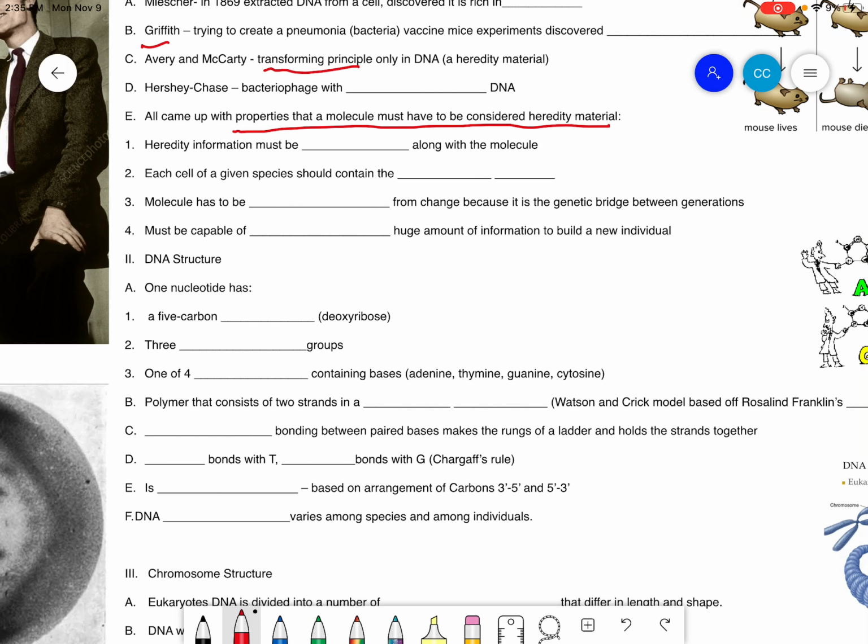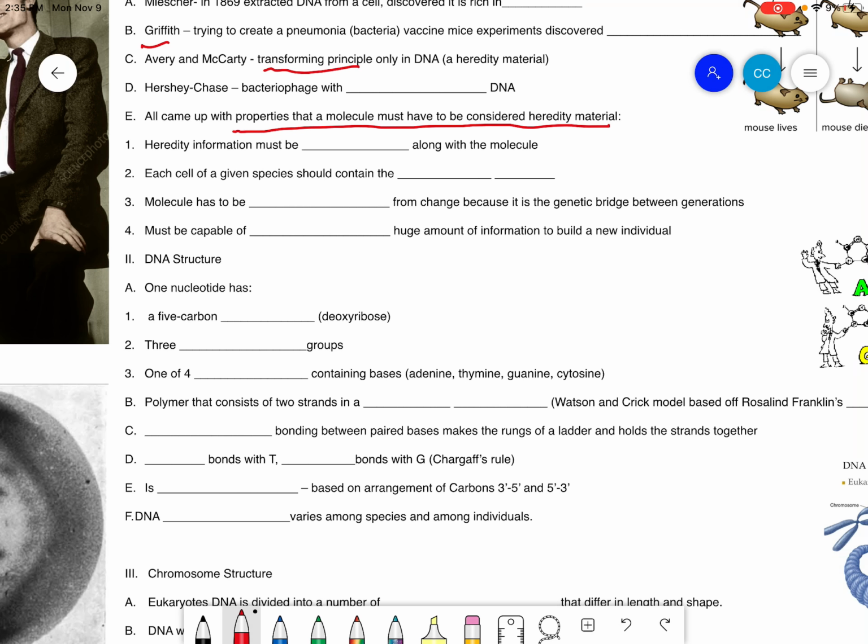Number two, each cell of a given species should contain the same amount. So your skin cells and your muscle cells and your retina cells all contain the same amount of DNA. Number three, the molecule has to be exempt from change because it is the genetic bridge between generations. So you don't want this molecule just randomly changing on its own. In those cases, they're called mutations, and those aren't always a good thing.